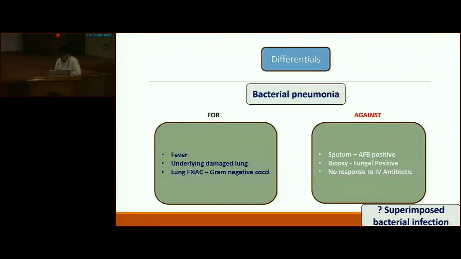There's also a possibility of bacterial pneumonia: fever, underlying lung damage, and on lung FNAC, gram-negative cocci were there. Against it was the fungal positive biopsy, and there was no response to IV antibiotics. This could be due to post-bacterial infection.